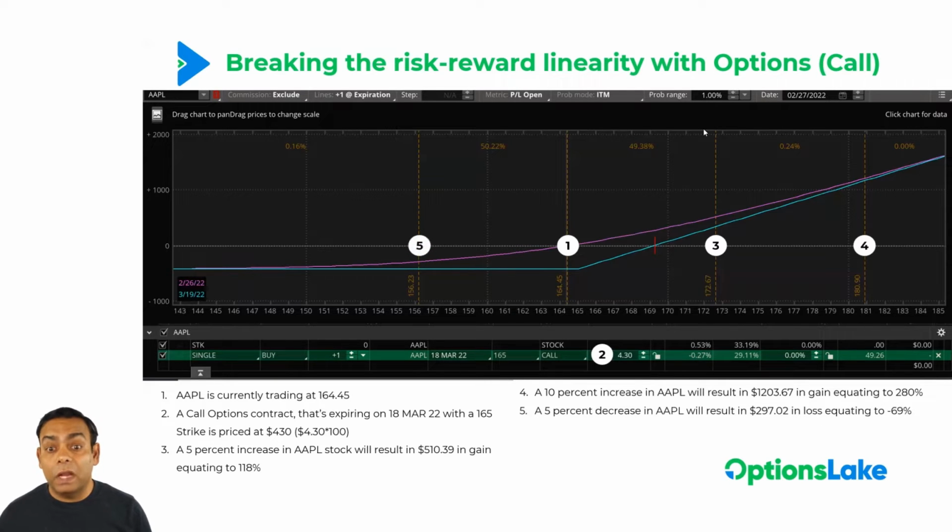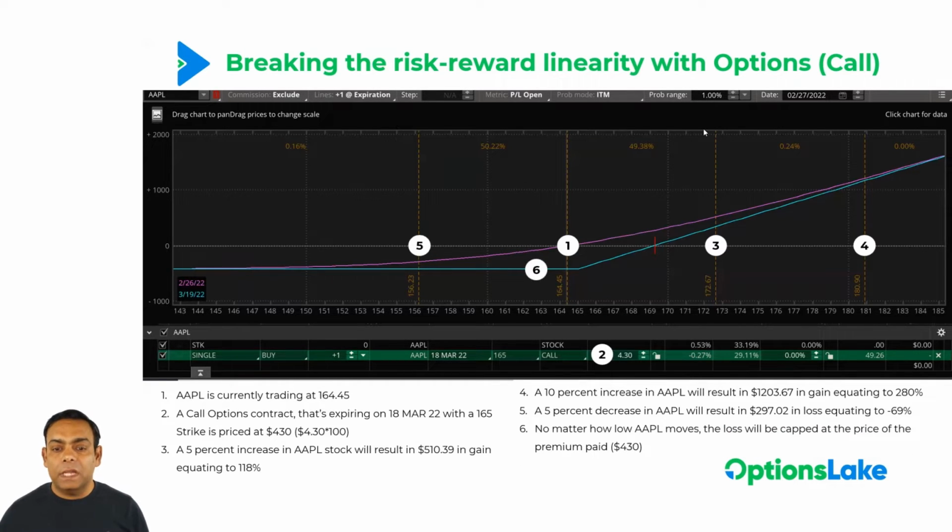Let's look at one other scenario, a 10% increase in Apple. What would it yield? It will result in 280% in gains, as you can see from this risk reward profile. Similarly, on the other side, if we get into a bullish trade and Apple comes down, a 5% decrease in Apple will result in pretty heavy losses, which will amount to minus 69% in this scenario. But no matter how low Apple moves, your loss will always be capped at the price of the premium that you have paid buying the option, which in this case is $430.